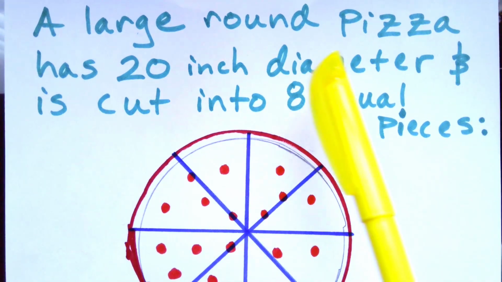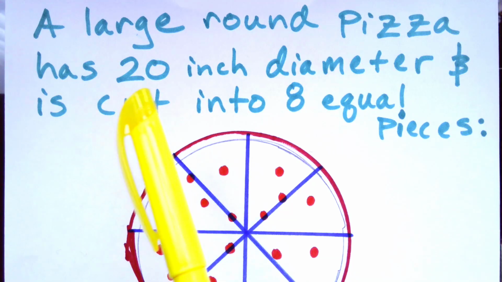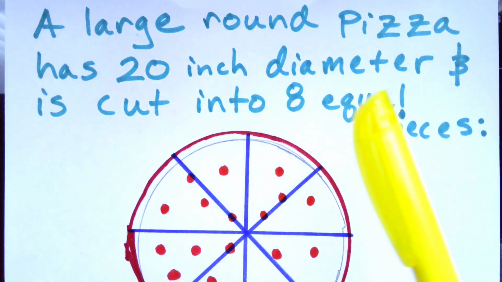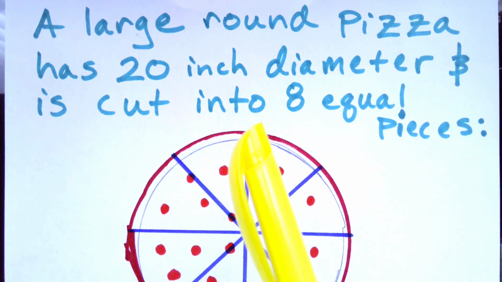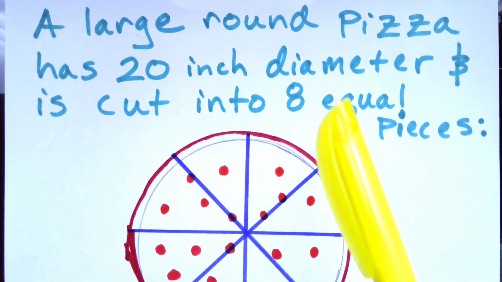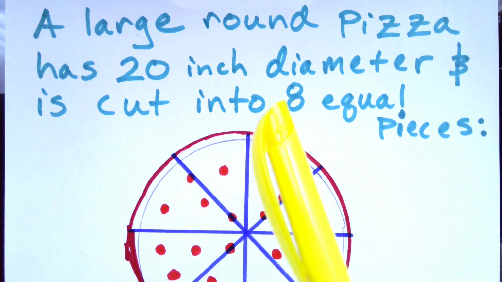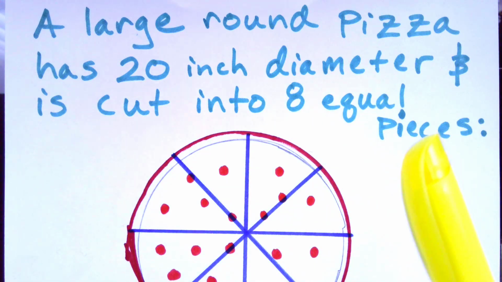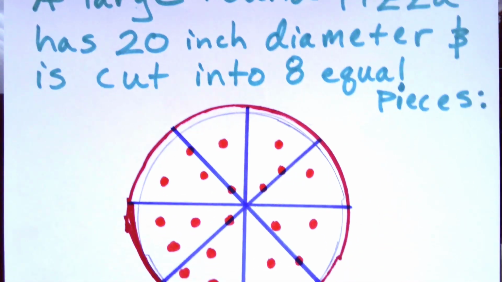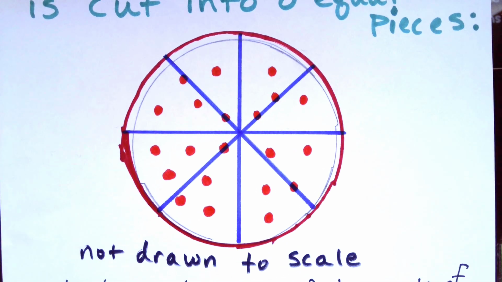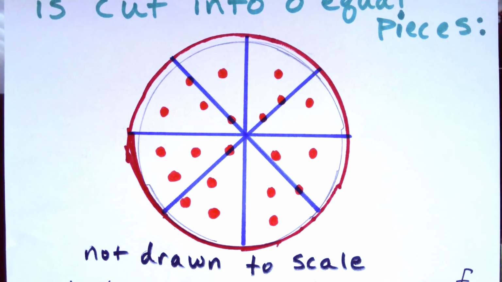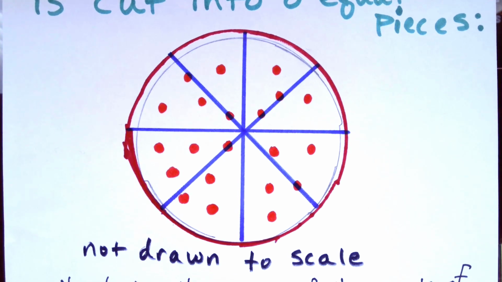A large round pizza has a 20-inch diameter and is cut into 8 equal pieces. This is very important: 8 equal pieces. All right, so let me show you that here. Again, if I'm going too fast, stop, pause, rewind the video, and watch it again, please.